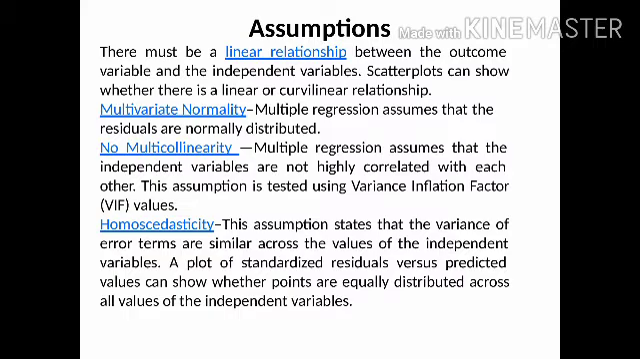And another assumption is homoscedasticity. This assumption states that the variance of the error terms is similar across the values of the independent variables. This can be checked with a scatter plot of the standardized residuals versus the predicted values, which can show whether points are equally distributed across all values of the independent variables.